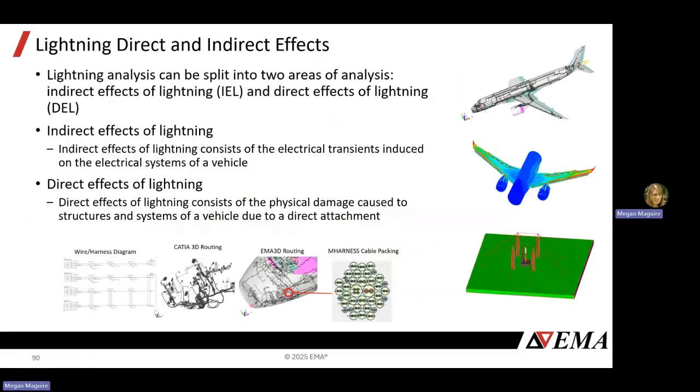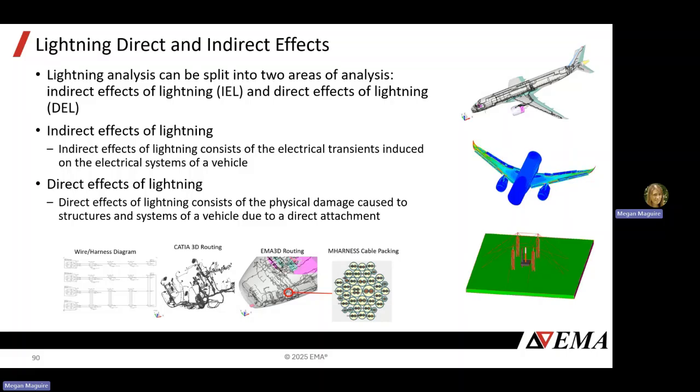So general guidance for lightning. Lightning, split into two different areas. So indirect effects of lightning, and direct effects of lightning. So indirect effects of lightning is looking at the electrical transients that are induced on the systems of the vehicle given a lightning strike. Direct effects would be things like physical damage caused to structures and systems of the vehicle due to a direct attachment. This could include, say, fuel ignition in a fuel tank or something like that, or voltages that can develop.